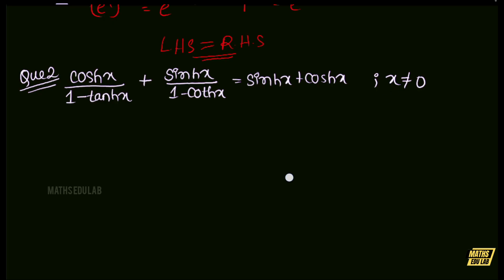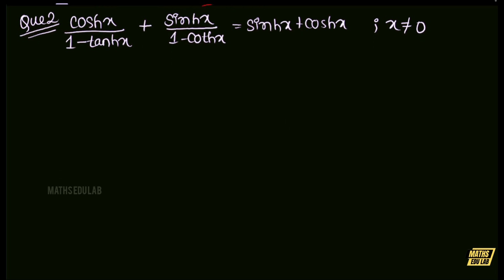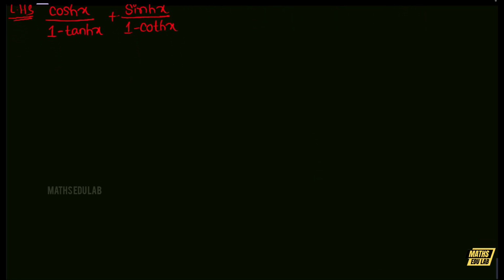So we will prove this sum from the left hand side. By using the left hand side value, I can write the given value. Let us write the first one, cosh x/(1 - tanh x), then plus sinh x/(1 - coth x). So this is what we have here. Now let's solve this one.